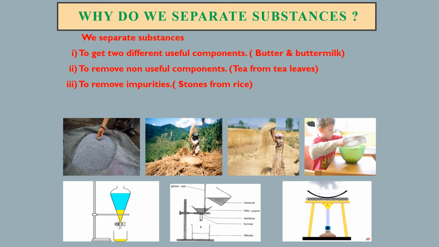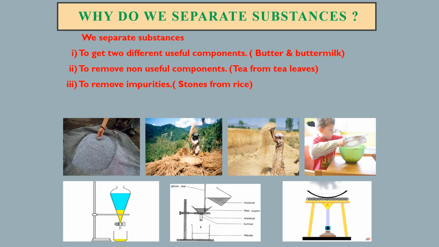Now let us ponder upon why we separate substances. There are three criteria for which we separate substances. The first one is to get two different useful components from the same mixture. For example, from the buttermilk we separate out butter. Both butter and buttermilk are useful for us. We have to separate both of them to be used separately.